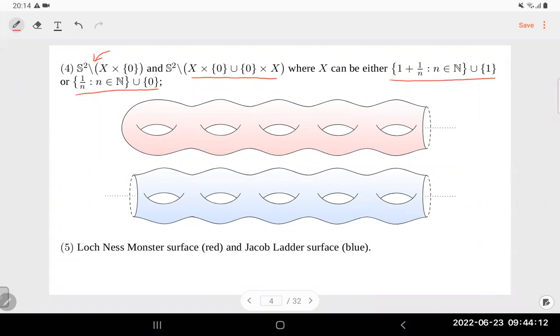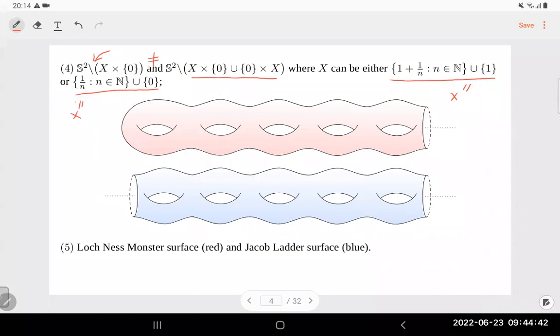X cross 0 is a countable set. Again, X cross 0 union 0 cross X is again a countable set. So you can guess at least that we are deleting countably many points, and 2 times countable is countable. But the point is, when X equals this one, these two surfaces are not homeomorphic. But when X equals this one, then these two surfaces are homeomorphic. We'll see at the end.